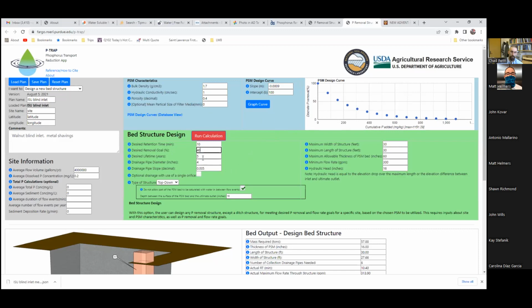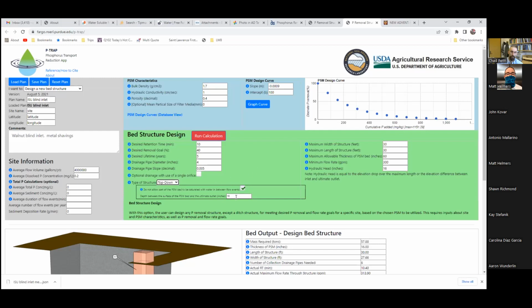And I choose the P removal goal. I want it to remove 40% of the 5-year load of everything that flows through it in 5 years. And I want to use 4-inch diameter pipe to build this thing. And I want to set it at a slope of 0.5%. So other things in here, I'm not going to get into, but you can choose whether you want to design it as a top-down flow regime or bottom-up. We're doing top-down in this case.